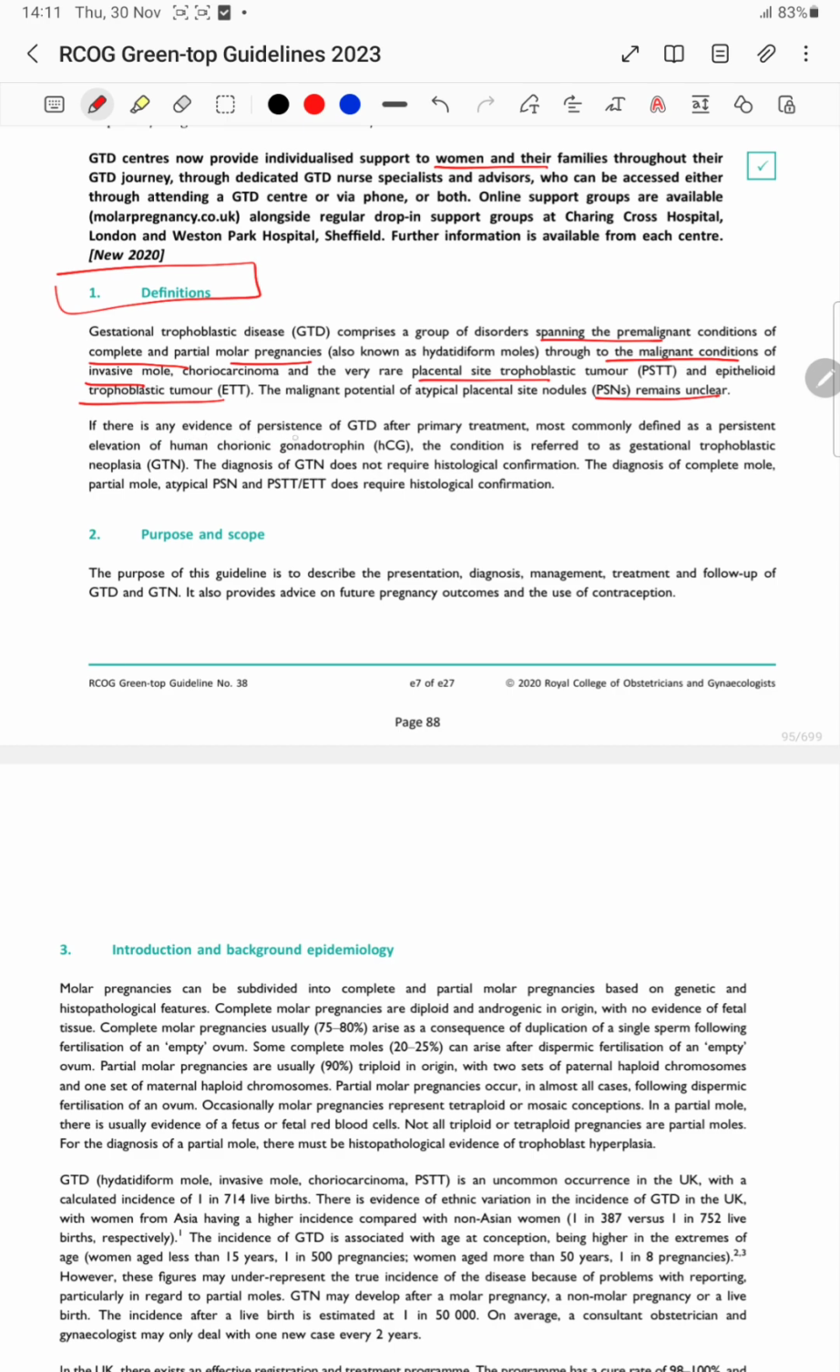If there is any evidence of persistence of GTD after the primary treatment, most commonly defined as a persistent elevation of HCG, or human chorionic gonadotropin, the condition is referred to as gestational trophoblastic neoplasia, GTN, and the diagnosis of GTN does not require histological confirmation. The diagnosis of a complete mole, partial mole, atypical PSN, PSTT and ETT does require histological confirmation.